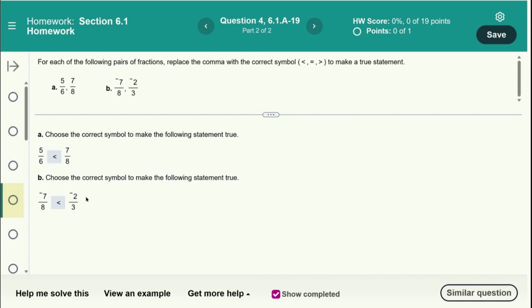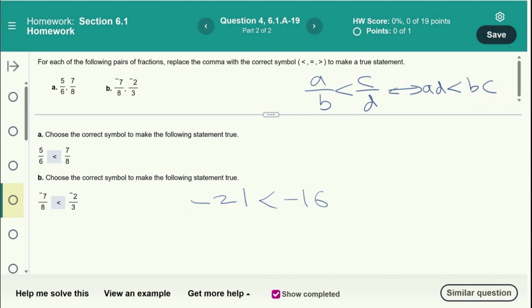And this works even with negative numbers, right? Notice that negative 21, for instance, is actually less than negative 16, right? So this is also going to make the first fraction less than the second fraction. So keep in mind, we're using the fact that a over b is less than c over d if and only if AD is less than BC, as long as B and D are positive, okay?